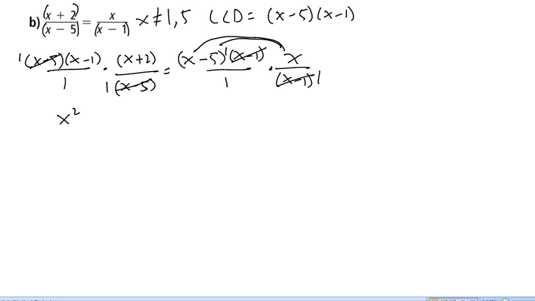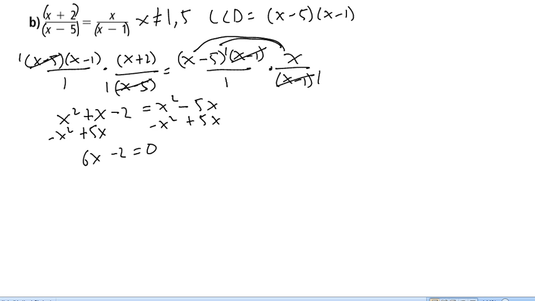So over here we'll end up with x squared plus x minus 2 equals x squared minus 5x. Let's move everything over to the left. We'll subtract x squared from both sides and add 5x to both sides. And in this case we end up with 6x minus 2 equals 0. Squareds are gone. Life is easy. Add 2 to both sides. 6x equals 2, divide by 6, x equals 1 over 3.